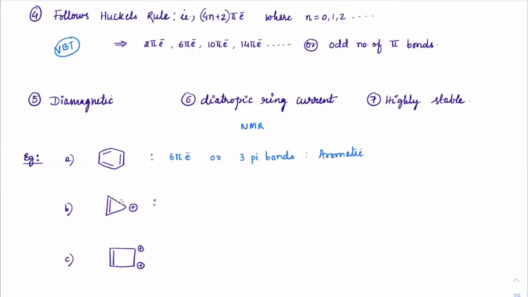Here you can see there are 2 pi electrons, only 2 pi electrons, or 1 pi bond. There is only 1 pi bond here. And it is all planar, sp2, sp2, sp2. All of them are planar, and there is a ring current, which means the pi bond can be moved here. Then again it will move on to the next carbon here. So it will keep moving throughout these 3 carbons. So definitely this is also aromatic.